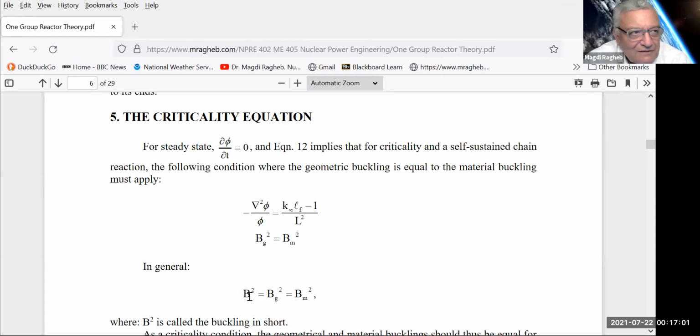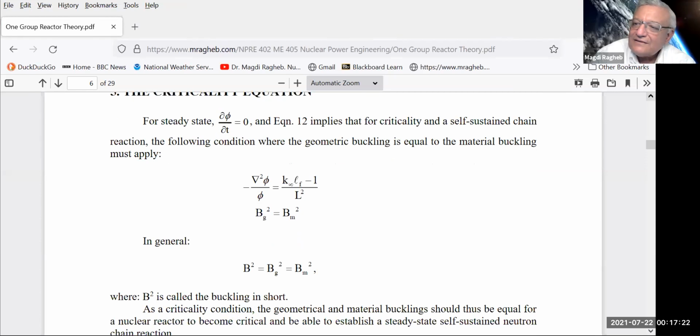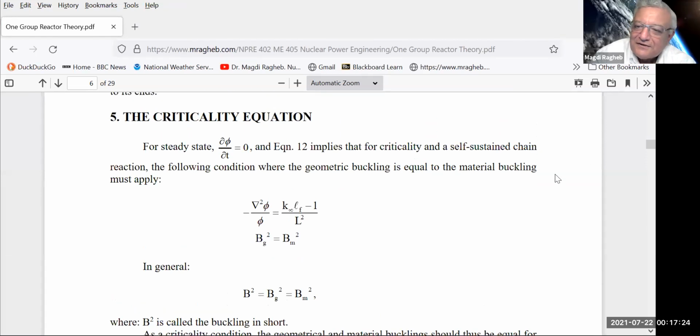And notice how the fields of science and engineering complement each other. Like we have been talking about the simple harmonic oscillator, that's mechanical engineering, and we are talking about bacteria multiplying, that's biology, and we are talking about geometric buckling, that's civil engineering and structural engineering. All the fields of science somehow complement each other.